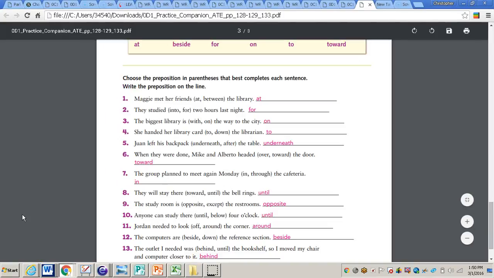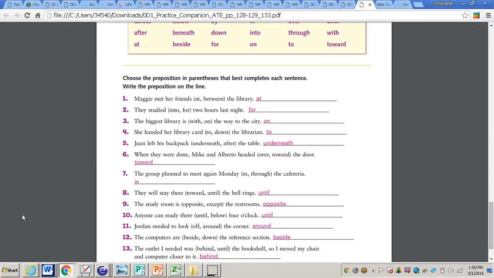Okay, so let's take a look at numbers 3 through 13 here. So number 3, the biggest library is on the way to the city. Number 4, she handed her library card to the librarian. Number 5 is underneath. Number 6 is toward. Number 7 is in. Number 8 is until. Number 9 is opposite. Number 10 is until. Number 11 is around. Number 12 is beside. And number 13 is behind.